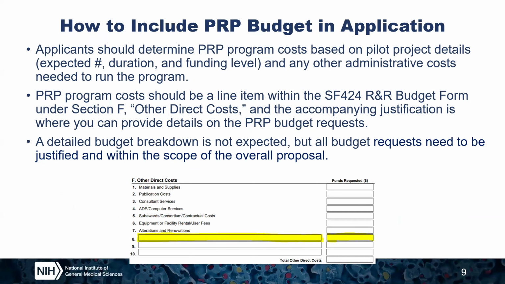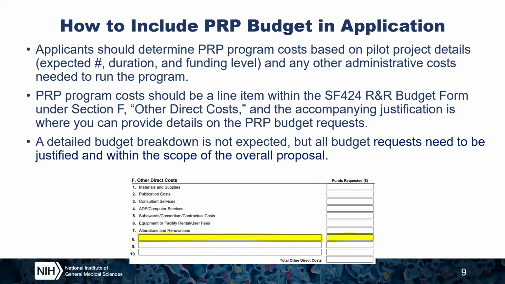Now, for the budget, applicants should determine their pilot research project program costs based on pilot project details like the expected number of projects, the duration, the funding level of these projects, and then any other administrative costs needed to run the program. We understand that this can really vary from project to project, but please determine the possible range in funding that may be needed, based on your organizational assessment or other evaluations that you may have done, to be able to ask for what you need in the application.